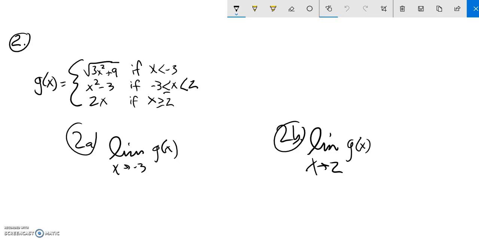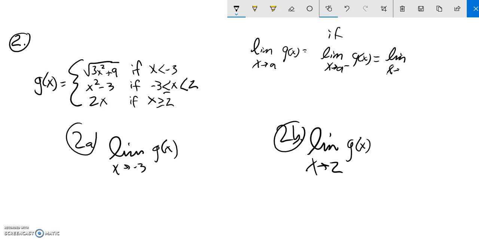And remember, in order for a limit of a function to exist, I have to get at it from both sides. In other words, it's going to exist if both the left-hand side and the right-hand side limits exist. So if I get at it from the left and I get at it from the right, and those are the same as each other, then that's the limit. So I'm going to check this from both directions.